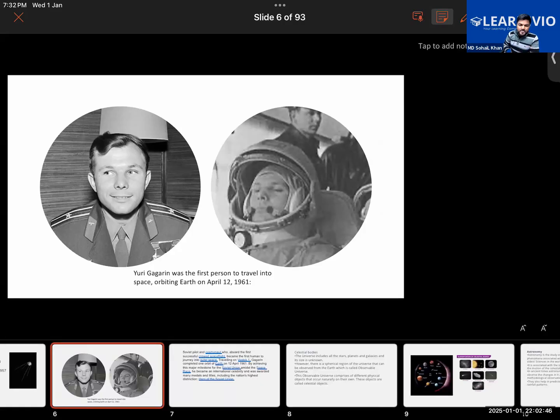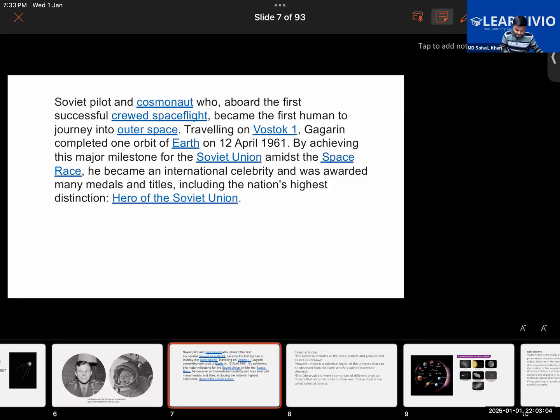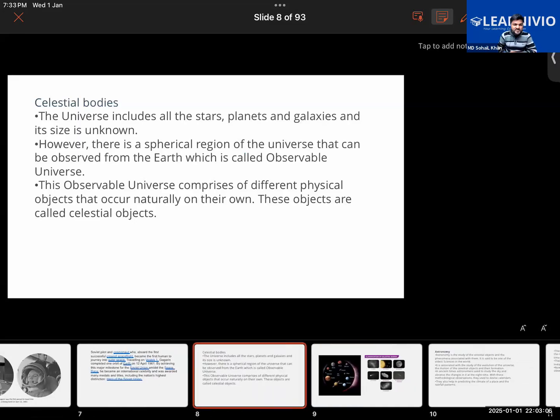Everyone knows. That is, isn't that obvious? The first person to have landed on the moon. So what's the question? The first person who landed on the moon: Neil Armstrong. Neil Armstrong, exactly. Right. Then we did learn about the celestial bodies.